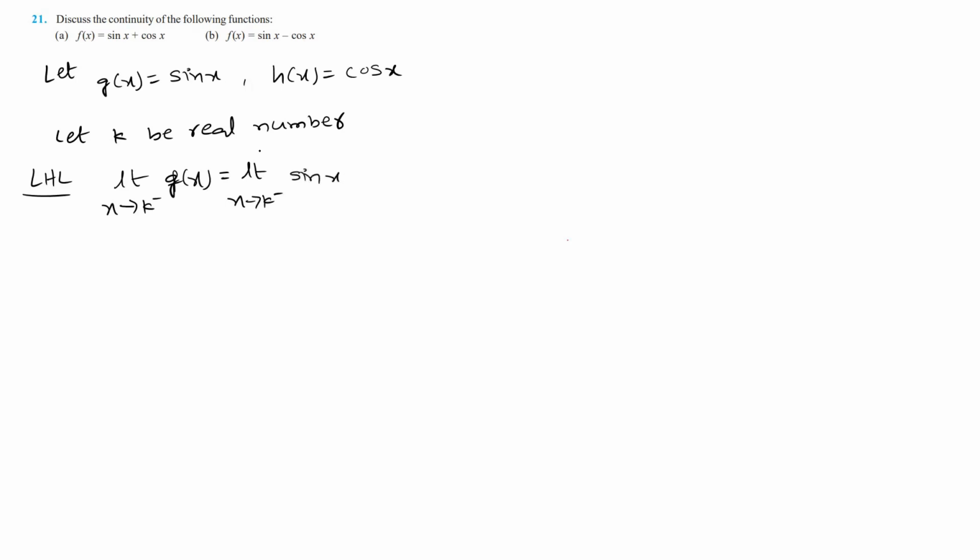So for the sin x function, what will we get? k minus we are taking means limit h tends to 0 of sin of x minus h. Here x minus h is nothing but sine of a minus b. So limit h tends to 0, sine of a minus b is sine a cos b minus cos a sine b.